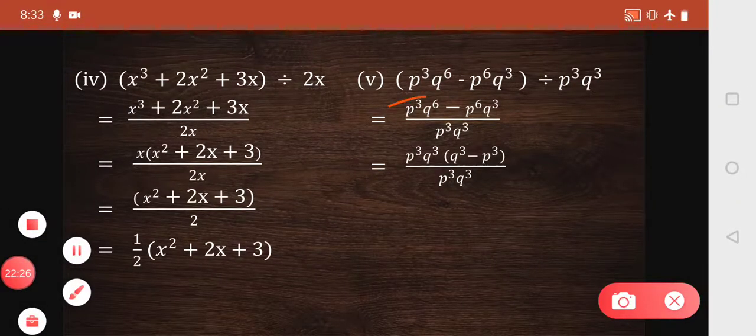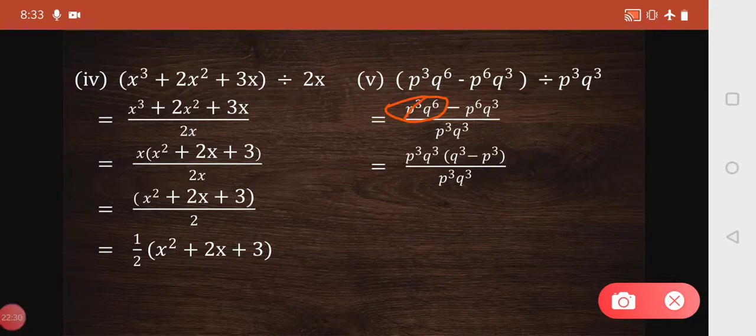Now from the first term we have taken out p raised to 3. From q raised to 6, 3 is taken out, so we will be left with q raised to 3. From the second term, that is p raised to 6 into q raised to 3, we have taken out p raised to 3. So 6 minus 3, we will be left with p raised to 3. Already q raised to 3 we have taken out common.